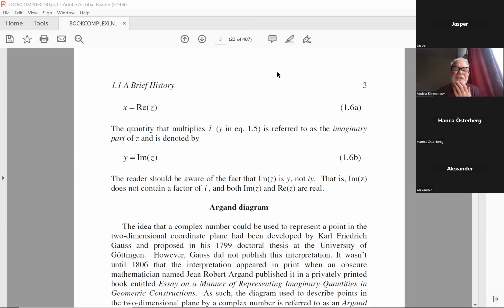Good question, good question. How do we define the square root of i? It will come a bit later, and we will be able to define the square root of any complex number.